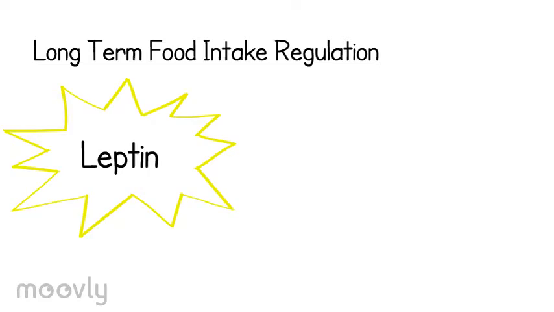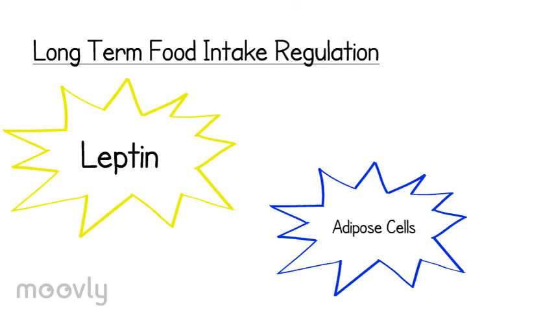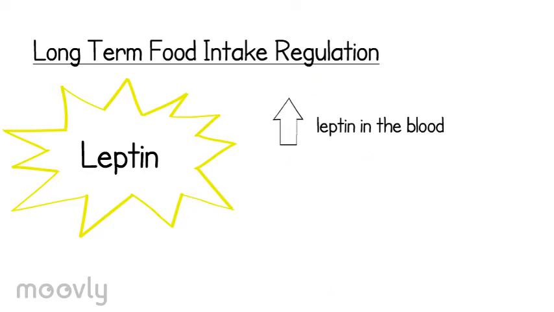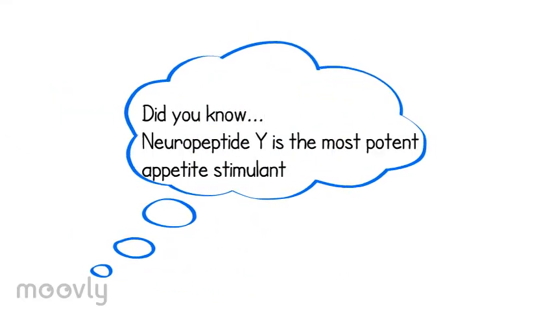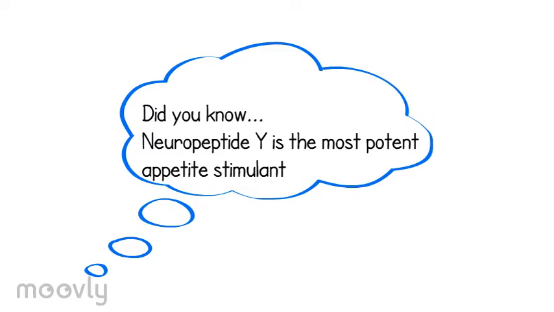Some of the key components for long-term controls of feeding behavior is the hormone leptin. It is secreted exclusively by adipose cells in response to an increase in body fat mass. Leptin indicates the body's total energy stores in fat tissue. When levels of leptin rise in the blood, it binds to receptors in the arcuate nucleus that specifically suppress the release of neuropeptide Y and stimulate the expression of the cocaine and amphetamine regulated transcript. Neuropeptide Y is the most potent appetite stimulant known.